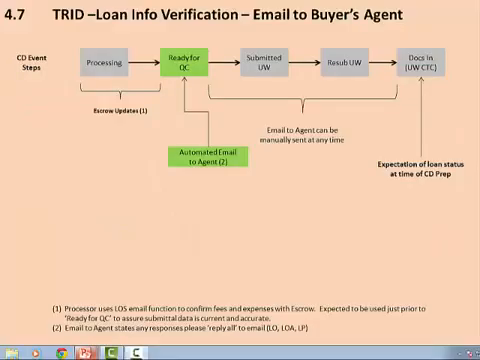Now we move on to the process of verifying loan information with the buyer's agent. Once the loan is moved to Ready for QC, the buyer's agent will be emailed with limited loan information to confirm or correct. The loan officer, loan assistant, and processor are copied on the email. The buyer's agent is asked to reply all with a response.